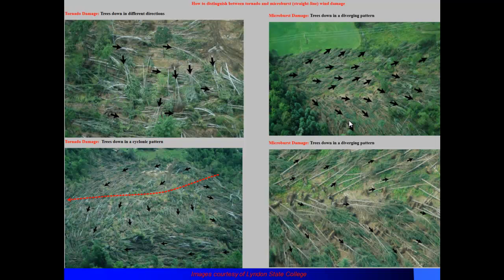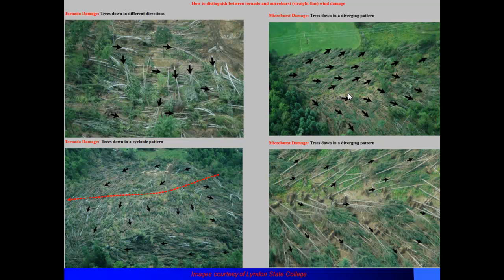In my attempt to show you a great example of the difference between tornadic damage and microburst damage, I came across this image from Lyndon State College, which was a great example showing you the difference in pictures. On the left-hand side, you can see two different examples of tornadic damage. You can see again the crisscross pattern to the trees clearly in this picture. In the bottom picture, you could definitely see the swirling or cyclonic pattern within the damage itself.